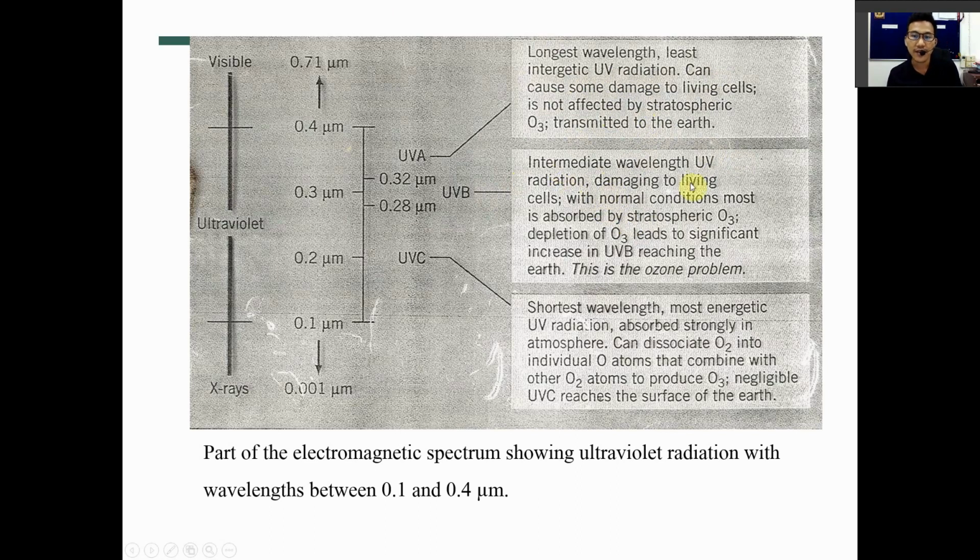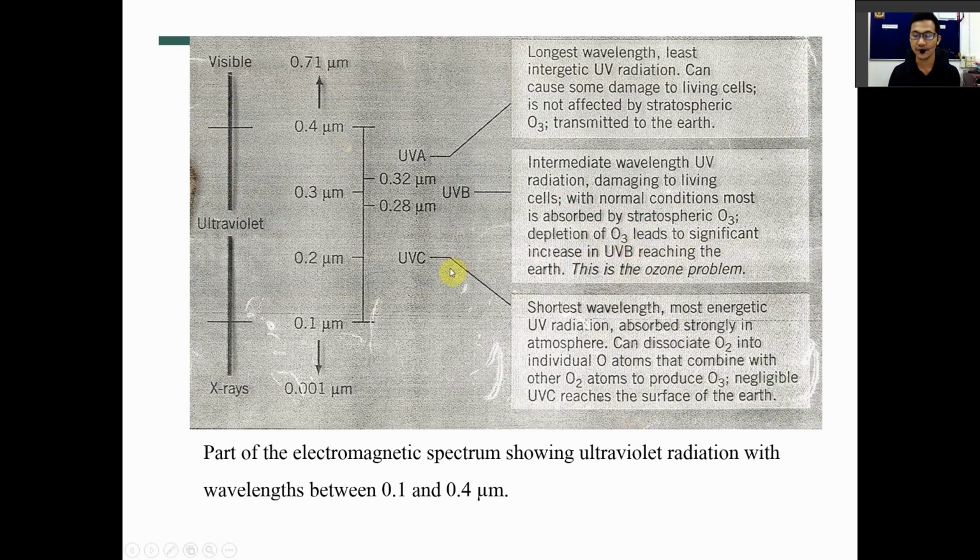UVB is the intermediate wavelength, and it damages living things. Under normal conditions, most of it is absorbed by stratospheric ozone, and depletion of ozone can lead to a significant increase of UVB reaching the Earth even more, and this is the ozone problem.